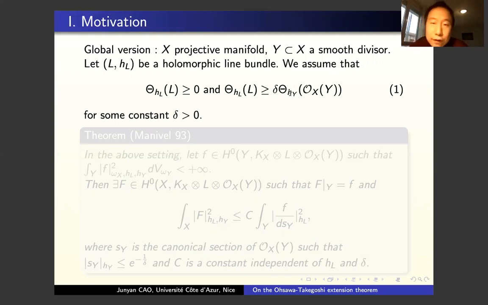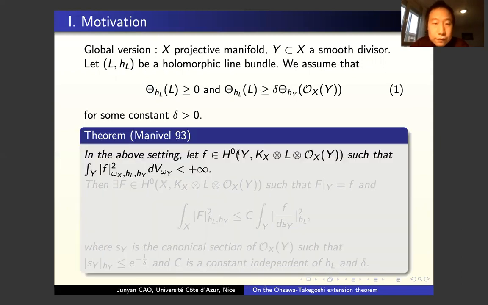Here I remember that the metric on O_Y is smooth for simplicity, but the metric on L might be singular. Anyway, for the curvature condition, if the line bundle satisfies these two curvature conditions, then we can prove the following.